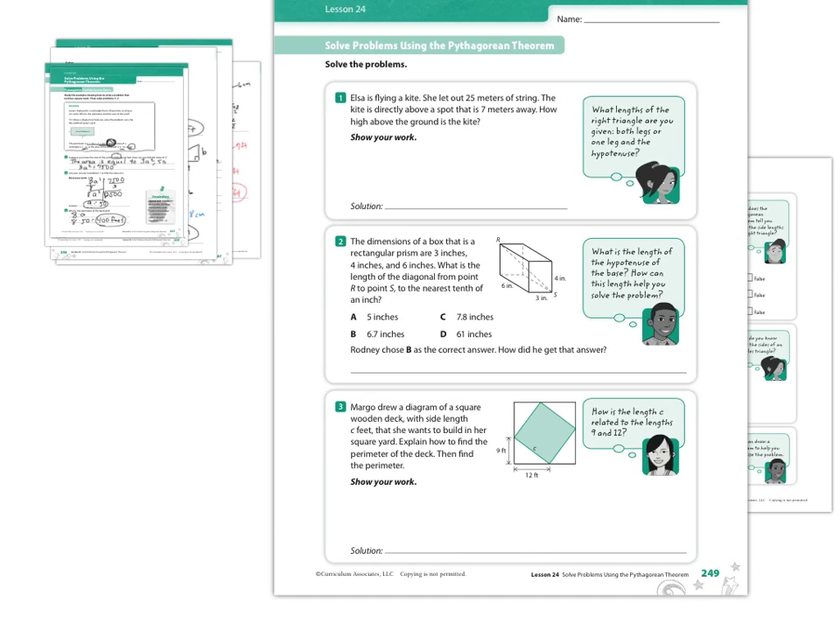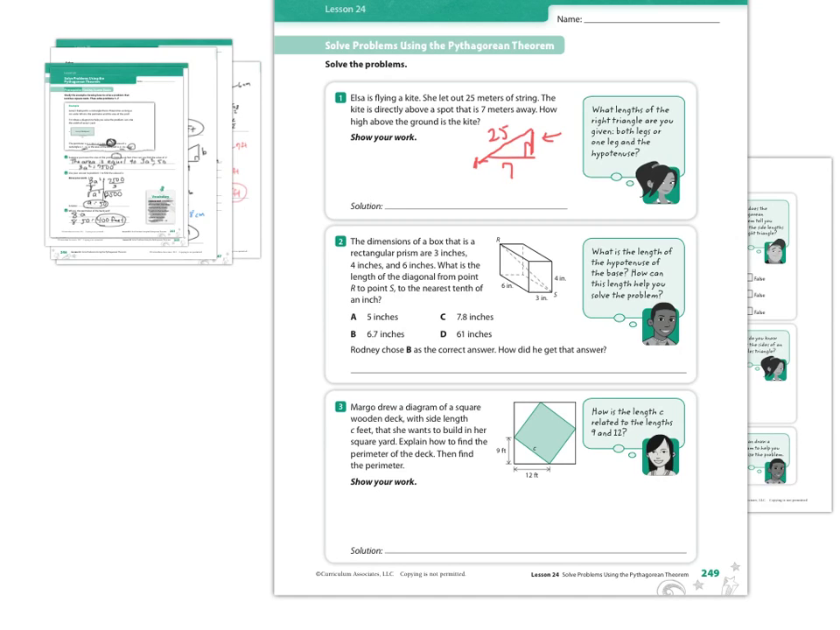If we look at number 1, Elsa's flying a kite. She let out 25 meters of string. The kite is directly above a spot that is 7 meters away. How high above the ground is the kite? Well, if we think of Elsa right here, she's flying a kite. The kite has a string of 25 meters. It says the kite is directly above a spot that is 7 meters away. So this spot, 7 meters away, you are trying to find the height. We have a right triangle.